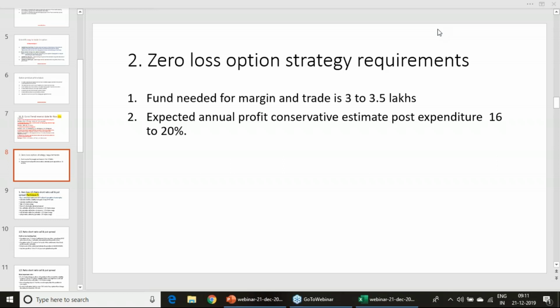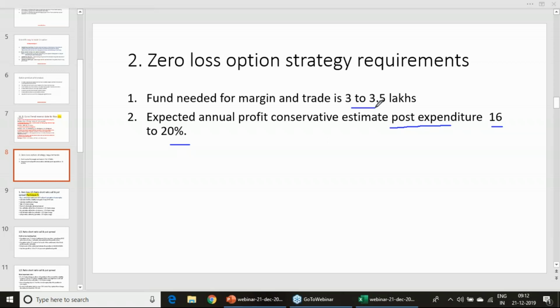We have just fine-tuned what is the process of implementing these strategies, how much fund is required, how much profit annually you can expect. So annual expectations of profit will be 16 to 20% post expenditure, not post tax. Fund required, in the current margin situation, is 3 to 3.5 lakhs.